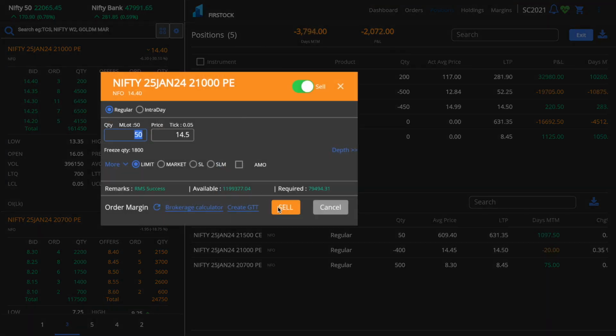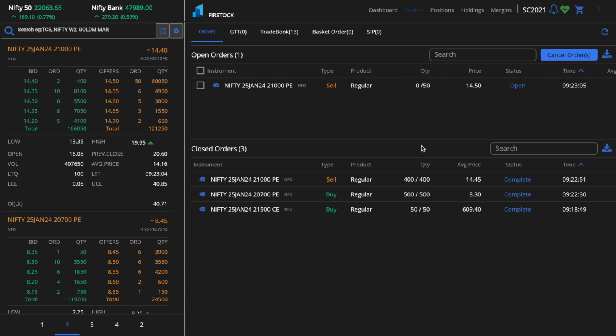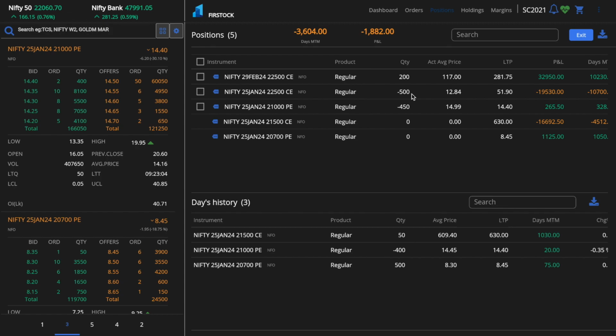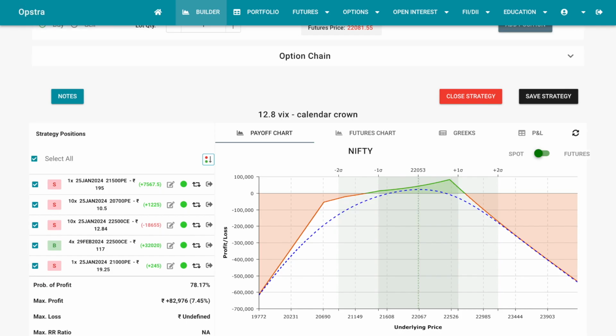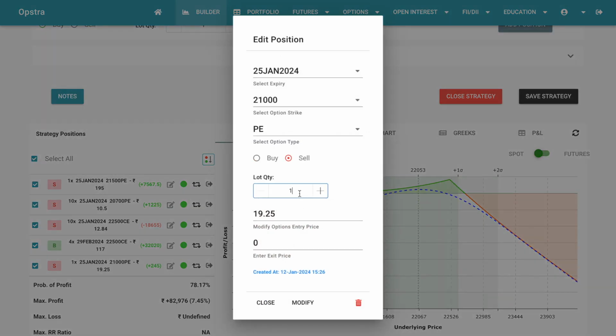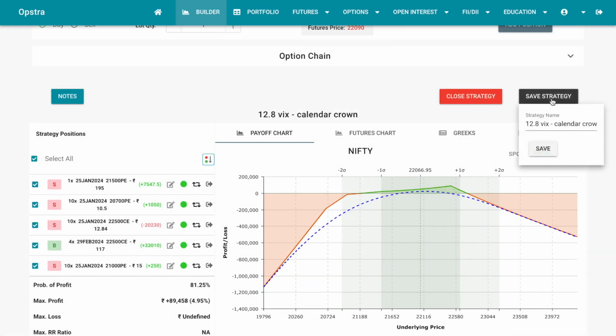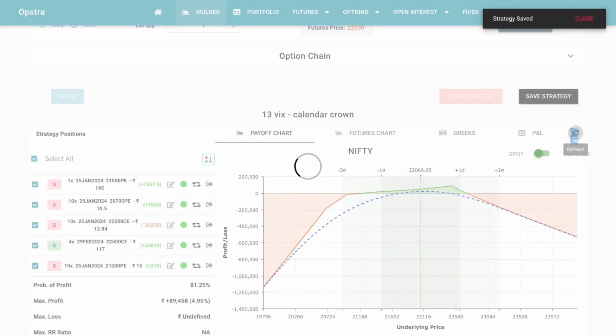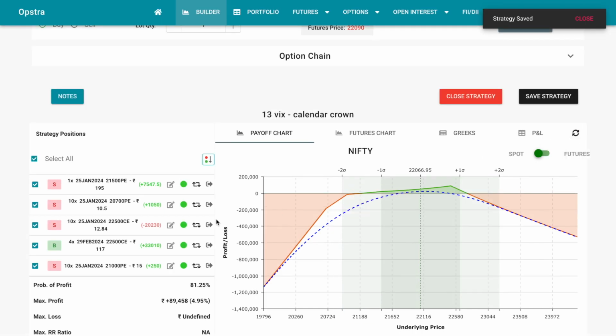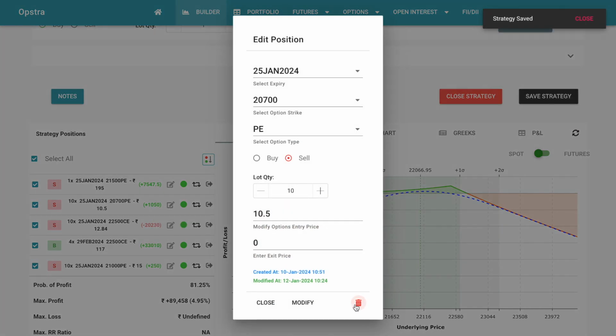Selling at 14.5. I think this should get triggered. 500 quantity at 15. We'll just go here. The PE, which is 10 lots basically, has come down to 15, and our VIX is fine. VIX is not going up to 13, and that is great. So the PE is exited.